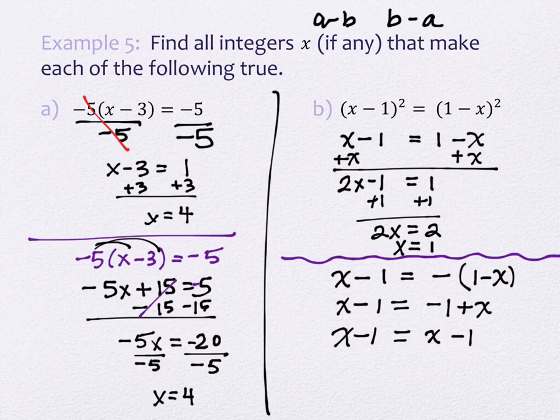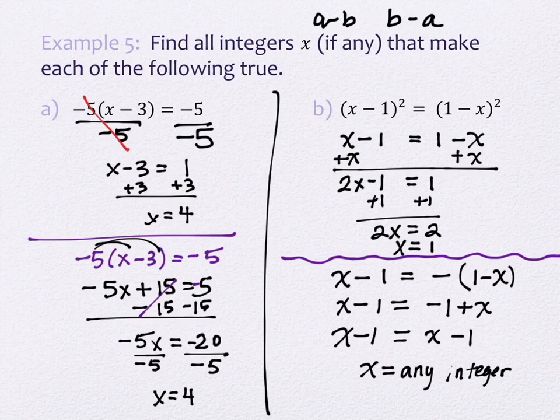And anytime you end up with an equation where both sides are the same, what that means is it doesn't matter what x is. If x is 5, it's going to work. If x is 10, it's going to work. If x is negative 256, it's going to work. It makes no difference because both sides are already matching. So what this tells you is that x is any integer.